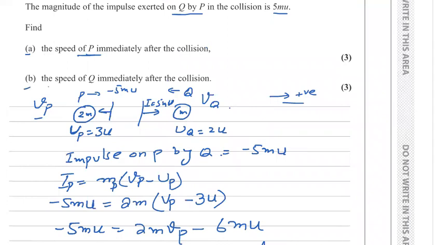The second part is saying find the speed of Q immediately after the collision. Now there are two ways for that. We can use the law of conservation of momentum, or even the same property that I used for the impulse, because we also have the magnitude of impulse exerted on Q by P. So using that, I can calculate the speed of Q after the collision. So let's use that property.